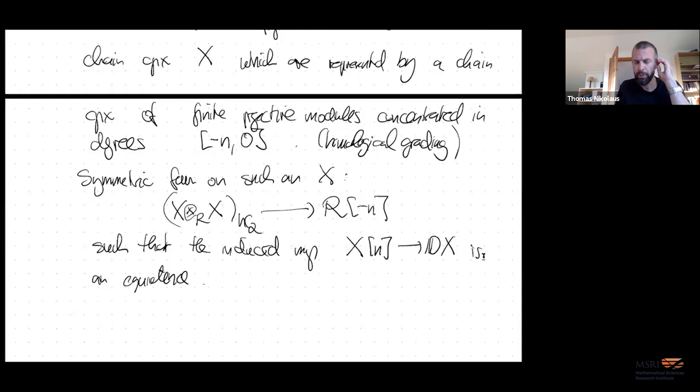Right, so if you think about it, if the chain complex sits concentrated in degree minus n to zero, then the dual will be concentrated in degree zero to n. So for this to have any chance to be equivalent to its dual, you have to implement this shift. And this is why I look at forms of degree n going to R shifted by minus n.